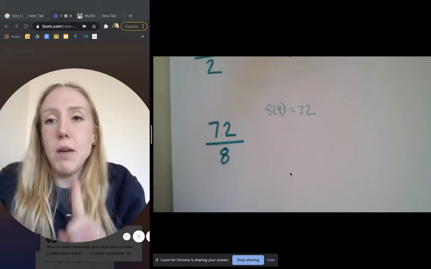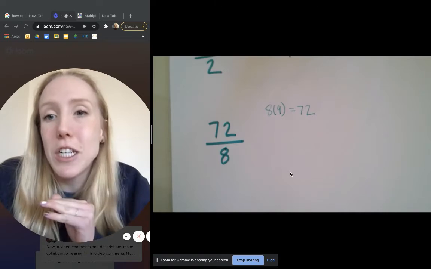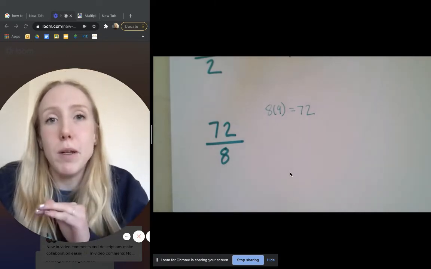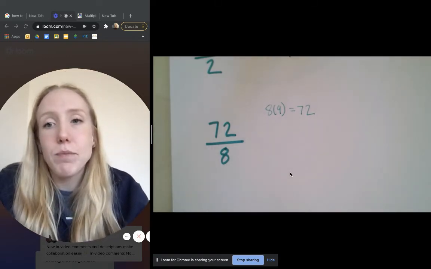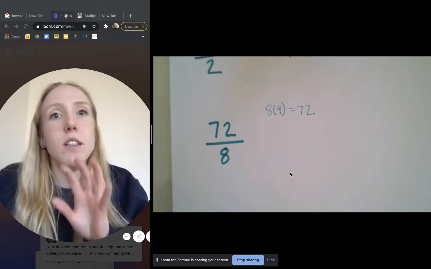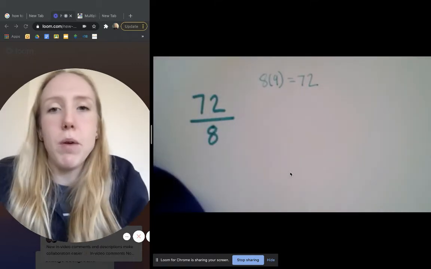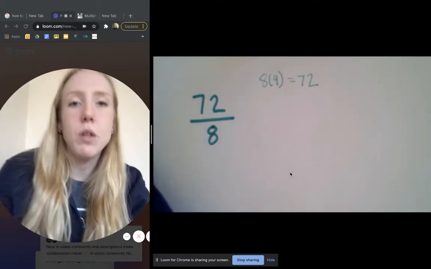When we were multiplying, we used a multiplication table. We can still use a multiplication table to solve division problems. Okay? A multiplication table can also help us with division, and I'll show you what I mean. So here's our division problem that we want to solve. 72 divided by 8.